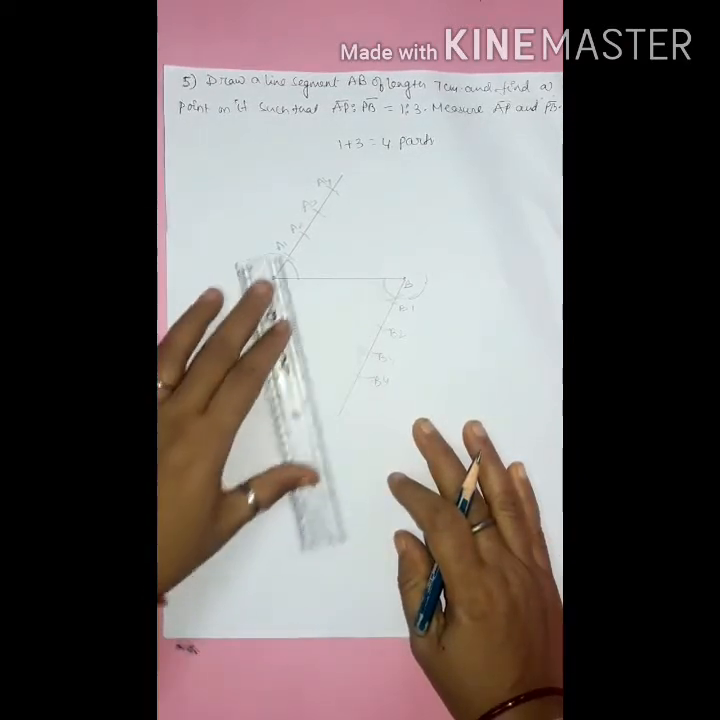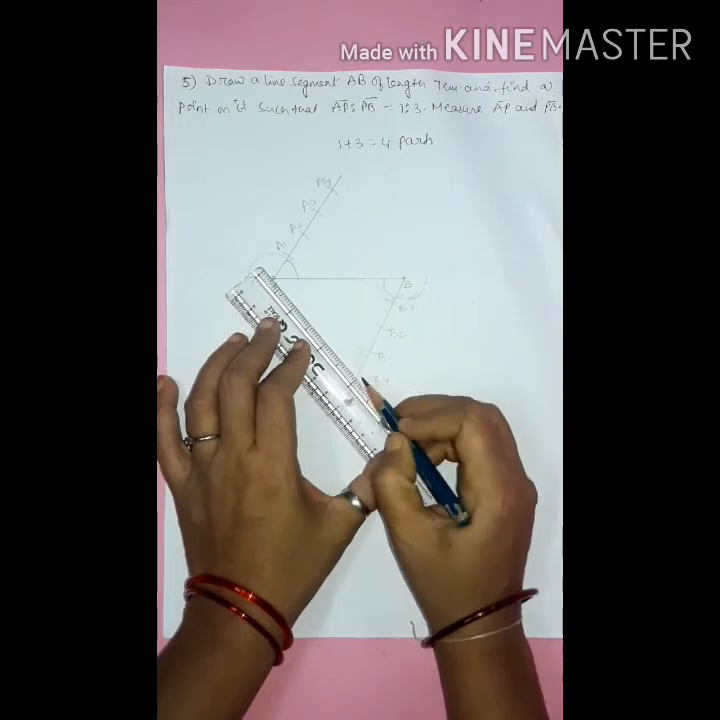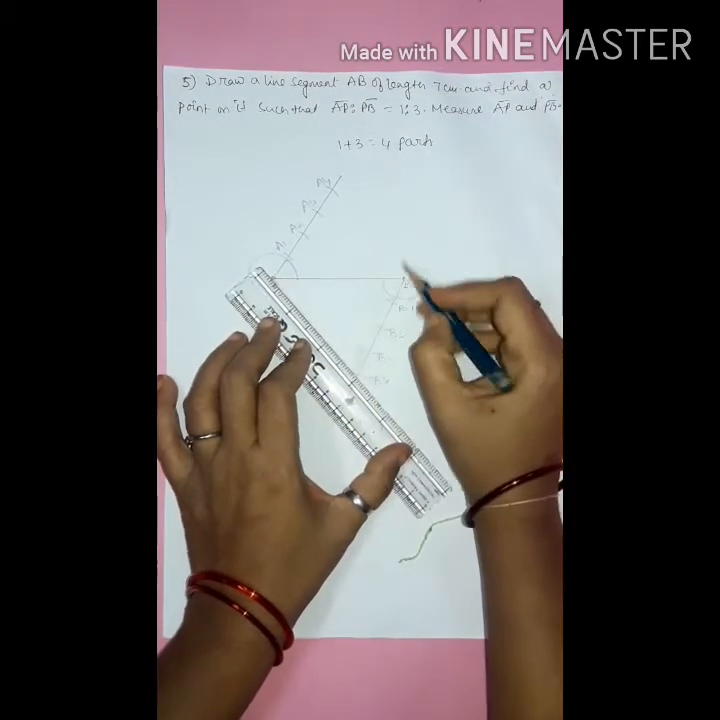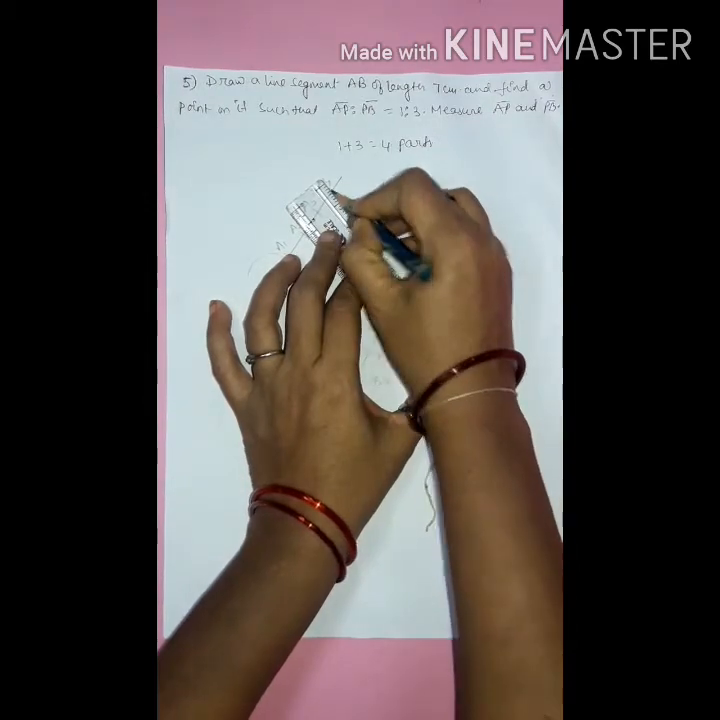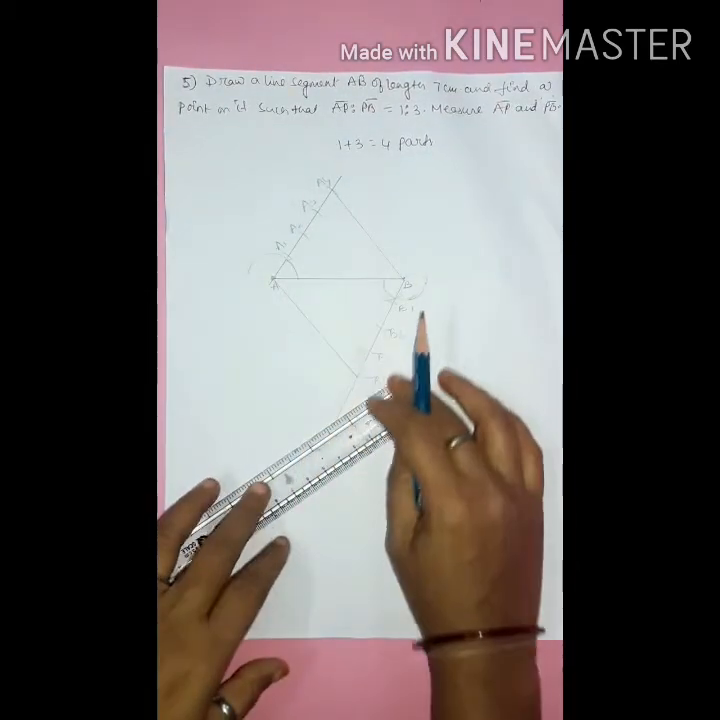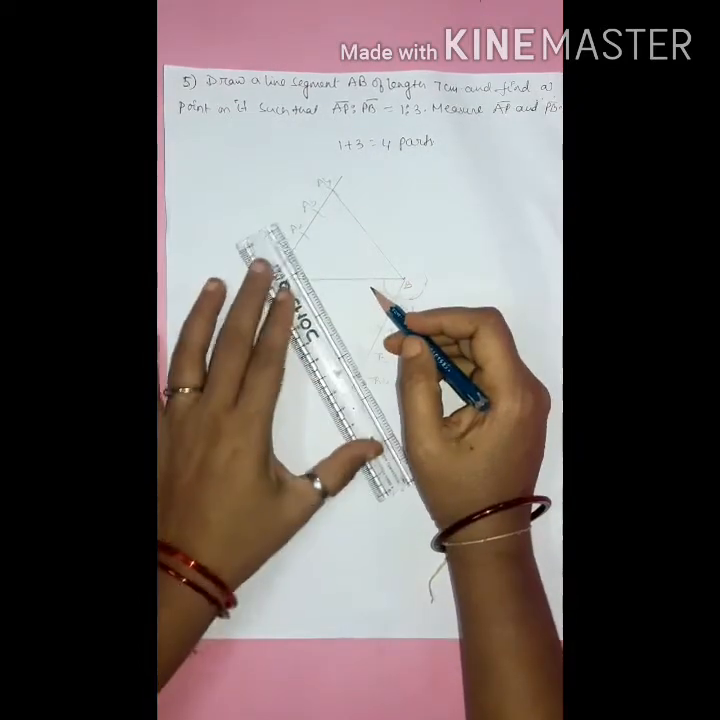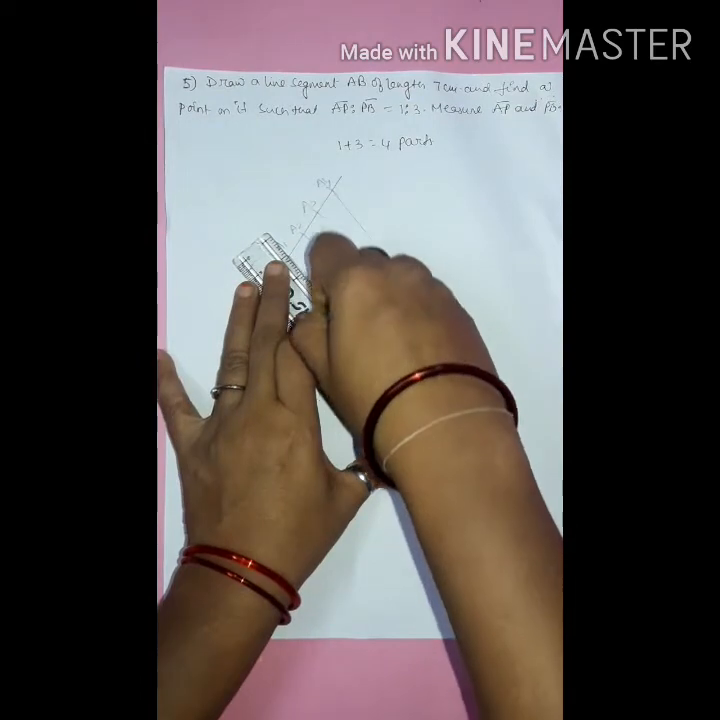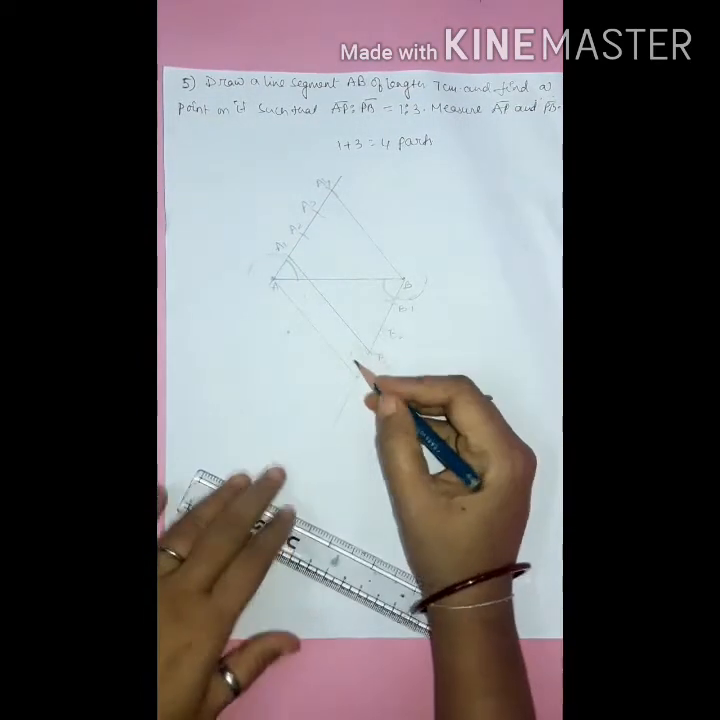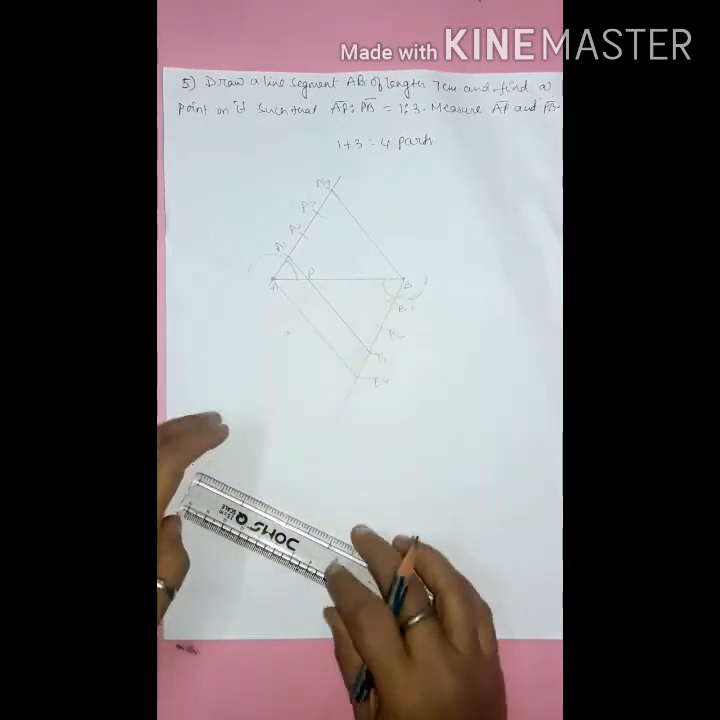You have to join first A to B4. Join A to B4 and A4 to B. So now this portion is divided into 4 parts. First is 1 part. So what you will get there? A1 to B3. Make this P. AP is 1 part and this is 3 parts.